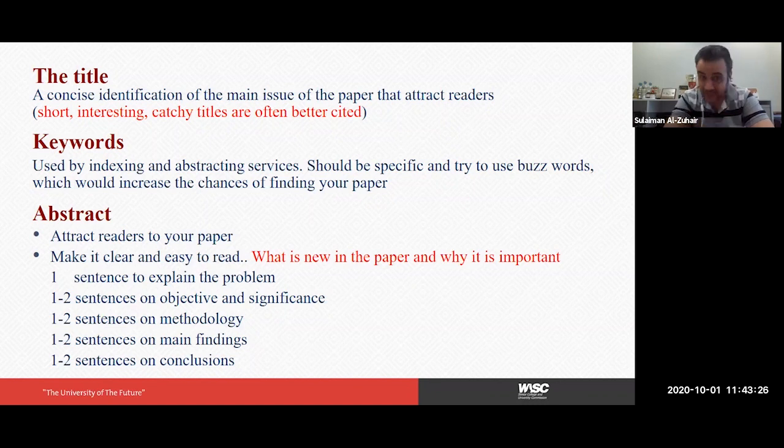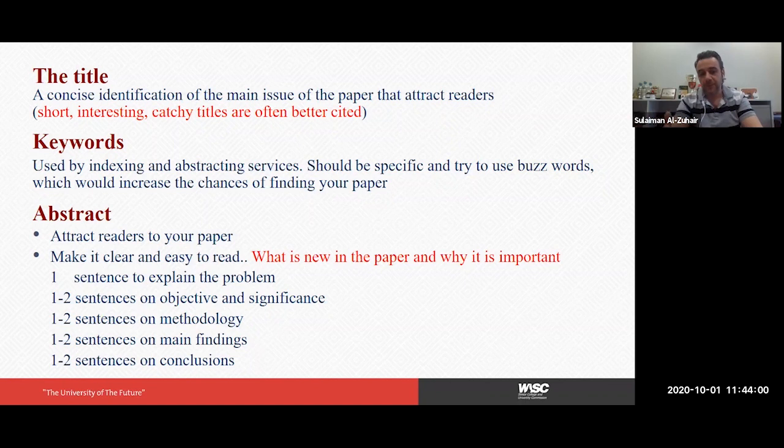The abstract is again something that most people will read before deciding to read the paper or not. So this should be very attractive again, and it should give a brief idea about the paper so that the readers will decide whether this is something I want to cite or something I'm not going to cite. So it should be clear and easy to read. What is new in the paper and why this thing is important. This is the bottom line, the message from your abstract.